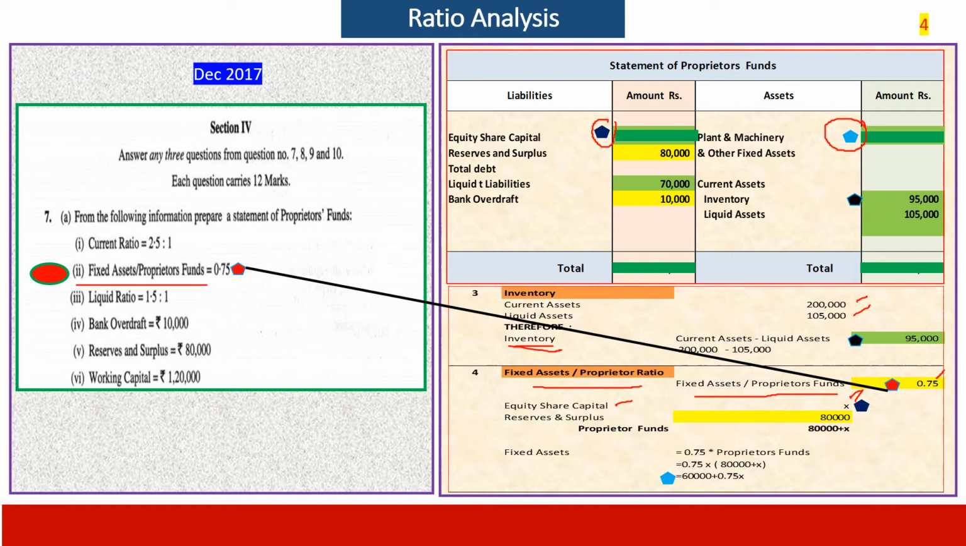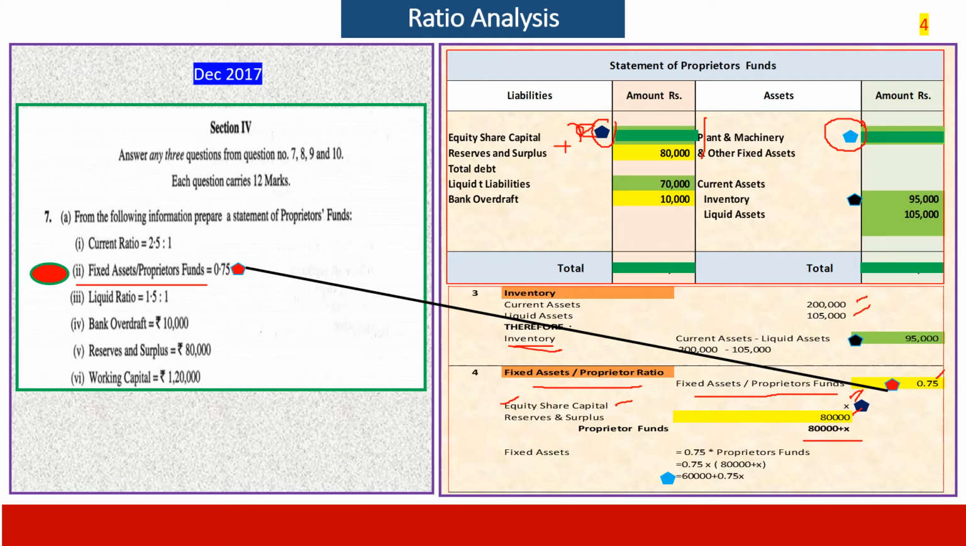We take equity capital to be equal to X. If you take equity capital as equal to X, what is proprietors funds? Proprietors funds is share capital plus reserves and surplus. If this is equal to X, proprietors funds will be equal to X plus 80,000. This is what we are saying here now. Equity share capital is X. Reserves and surplus is given as 80. Therefore, proprietors fund is equal to 80,000 and also X. X is what we have presumed an amount.